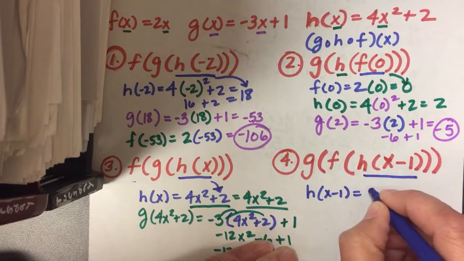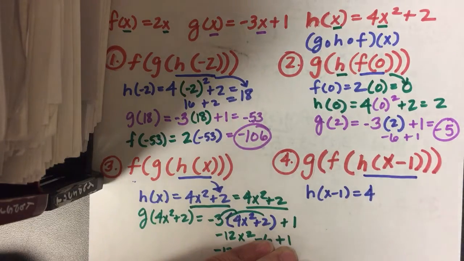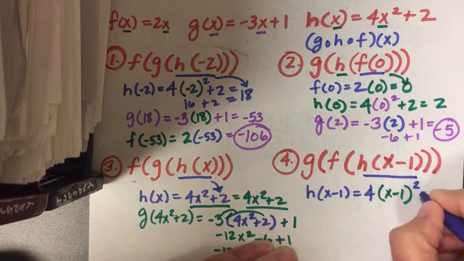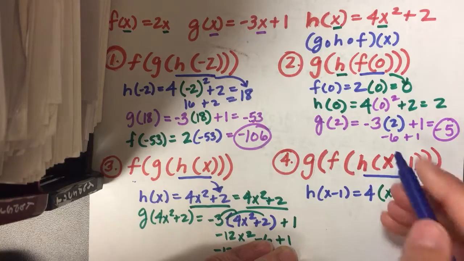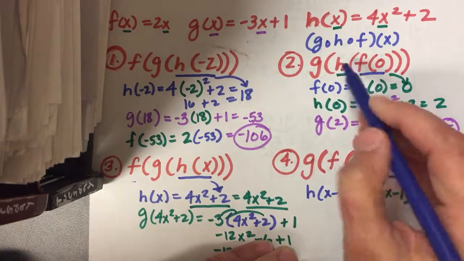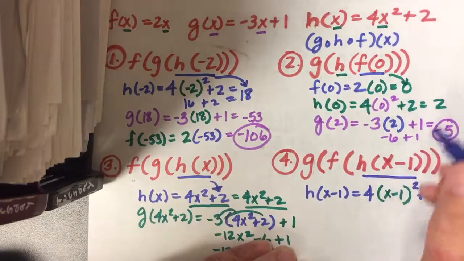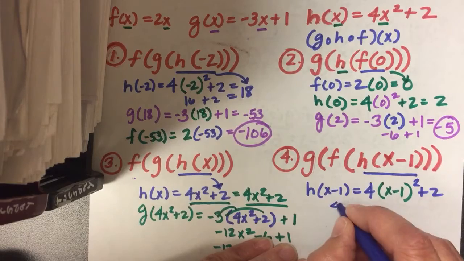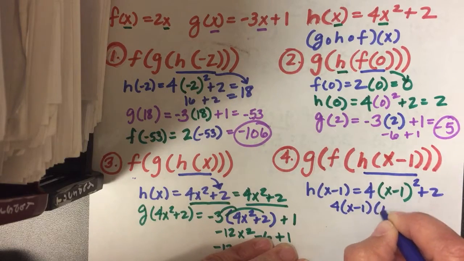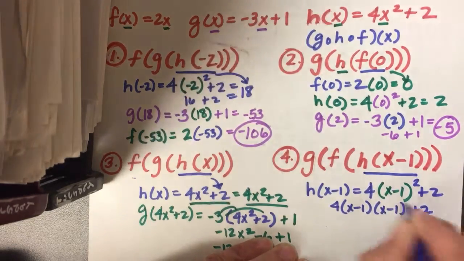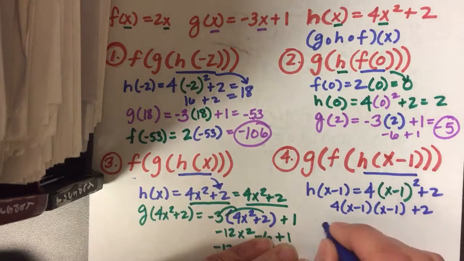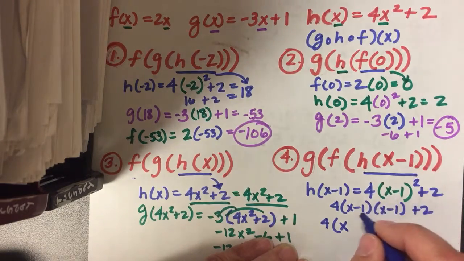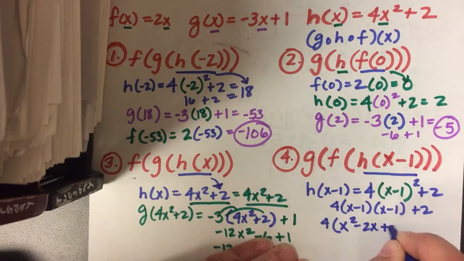So h is 4 times your input, which is x minus 1 squared, plus 2. All I've done is plug in my input for my input. Now the thing about this is you're going to have to expand it. So this is going to be 4 times x minus 1 times x minus 1 plus 2. And we use FOIL or we use our expansion. So I've got 4, and if I multiply this out, I'm going to save some time. I get x squared minus 2x plus 1.